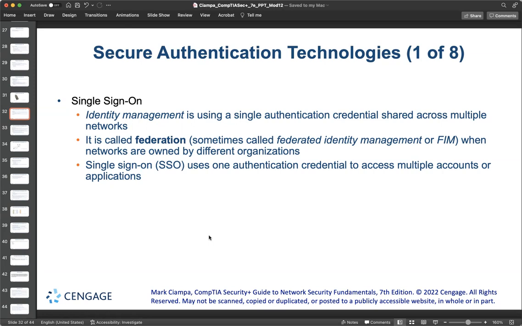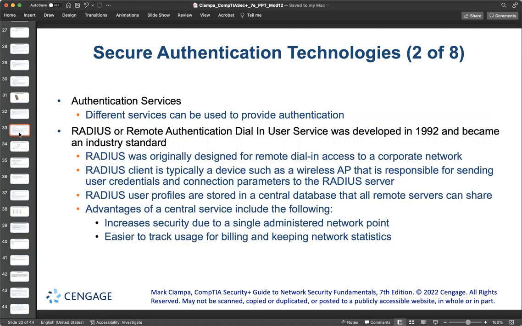right? It uses one authentication credential, authenticates you once, and then you can access multiple accounts, application tools, and all that, within the realm of the same network or multiple networks that are interconnected. To do that, of course, you need to have an SSO manager like the Active Directory or anything in that realm. We're going to talk about Active Directory a little bit later.